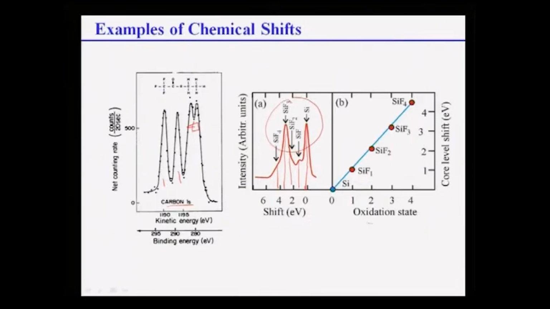So, if I plot the oxidation state versus core electron shift, silicon has oxidation state 0, SiF has 1 oxidation state corresponding to 1 core electron shift, SiF2 2, SiF3 3, SiF4 is a little bit higher than 4. So, that means there is a linear relationship between oxidation state and the core level electrons.